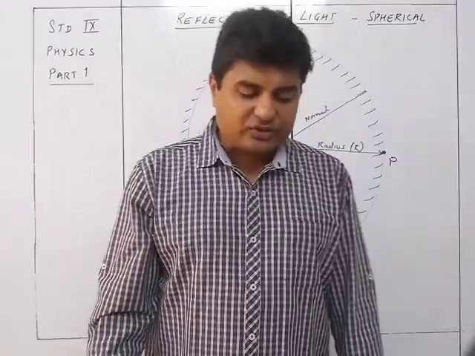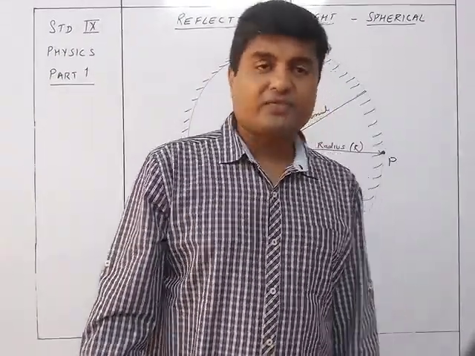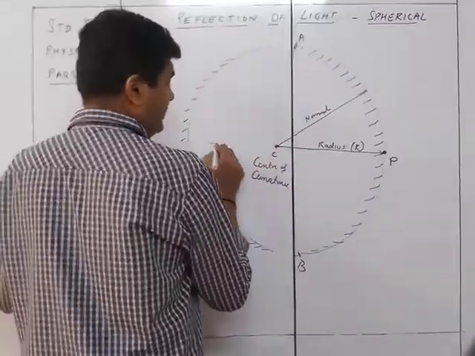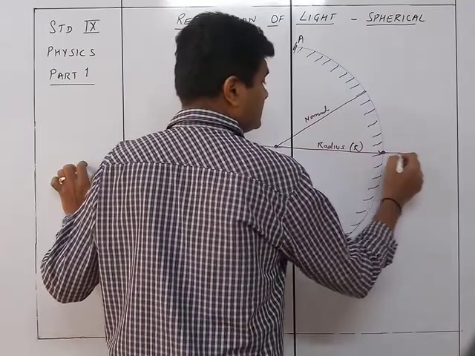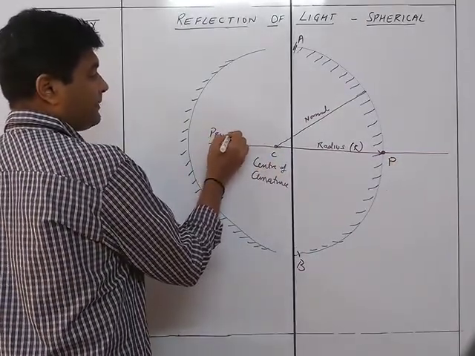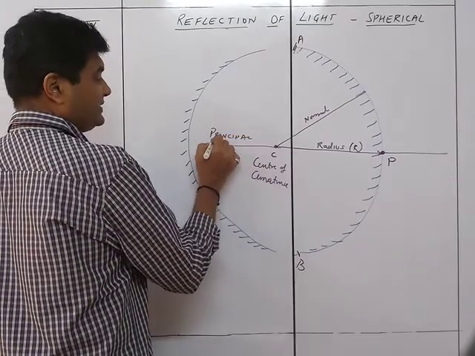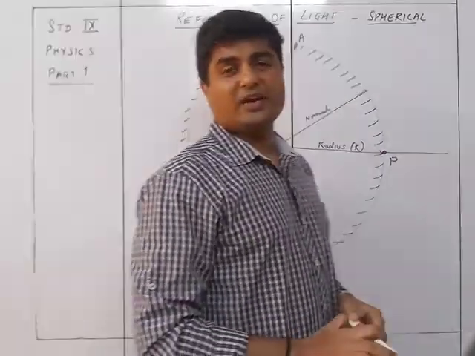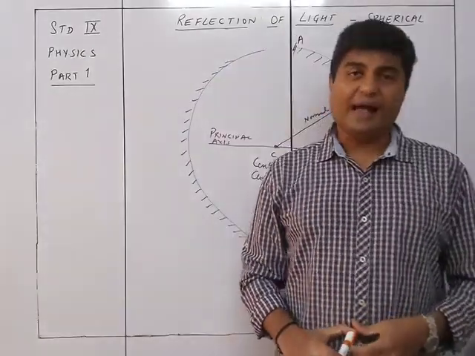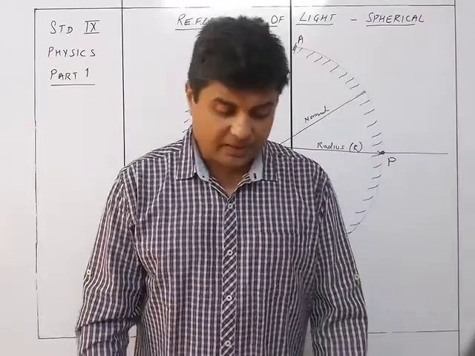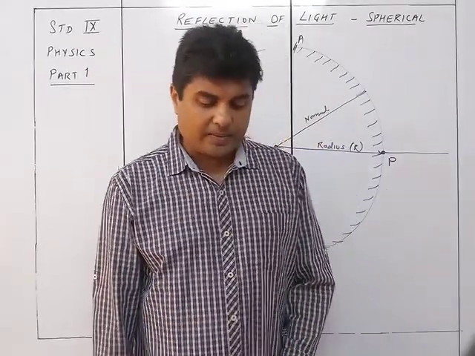The next is the principal axis. It is a straight line joining the pole of the mirror to the center of curvature. So this particular line which is joining the pole and the center of curvature is the principal axis. The line joining the pole to the center of curvature is called the principal axis. So these are some important terms.